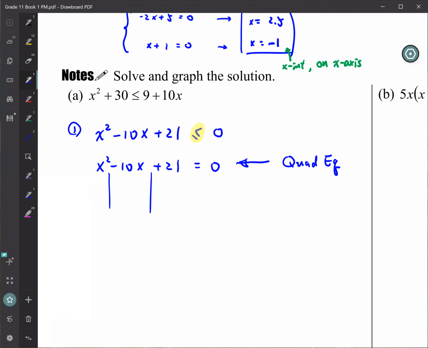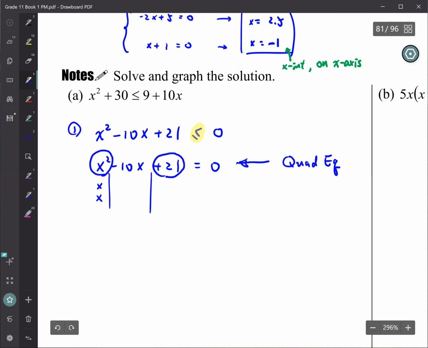So the first part, the left side, what times what can give you x squared? Which 2 things multiply together to get the first term? X and X. Yeah, so that's the first thing you figured out, okay? And then you move to the third one, positive 21. What times what can make 21? 7 and 3. Okay, any other options? It should be negative because later on when you multiply it has to add up to -10.